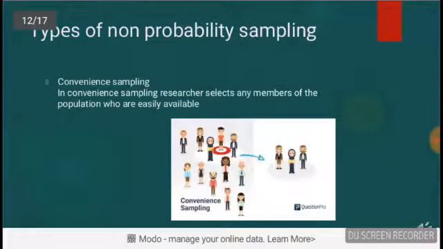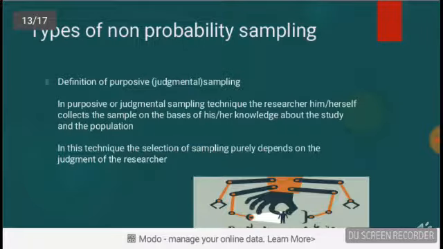Convenience sample. In convenience sampling, researchers select any members of the population who are easily available. Purposive sampling. Definition of purposive sampling. In purposive or judgmental sampling technique, the researcher him or herself collects the sample on the basis of his or her knowledge about the study and the population. In this technique, the selection of sampling purely depends on the judgment of the researcher.